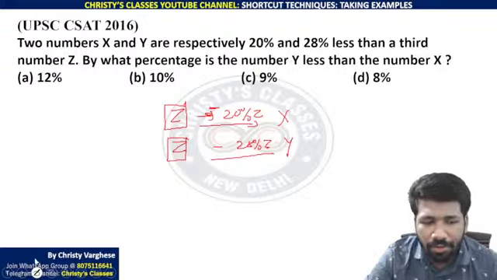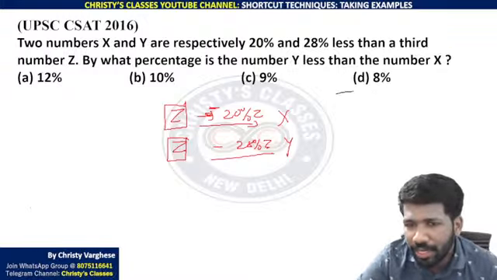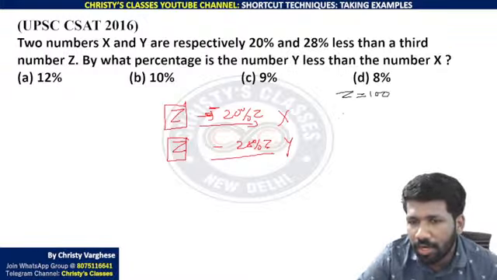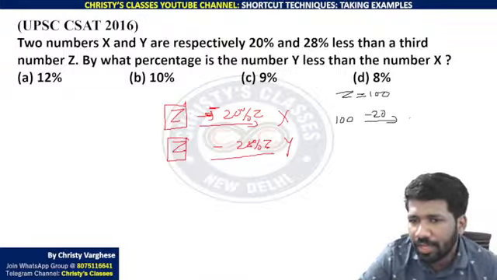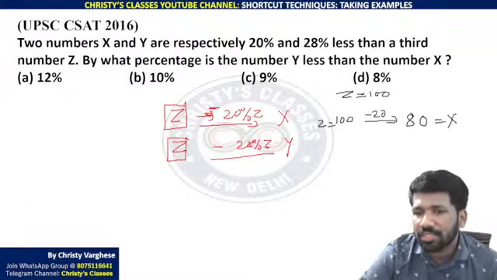So 100 you need to take as the example for z. If z is equal to 100, 20% of 100 is reduced, you will get x. So 20% of 100 is 20. So 20 reduced, x is 80. If z is 100, x is 80.